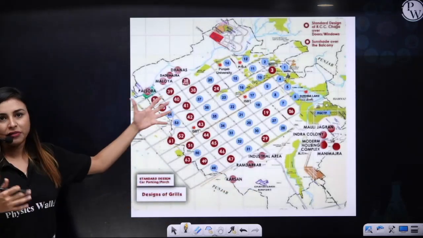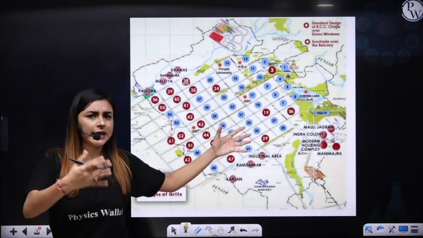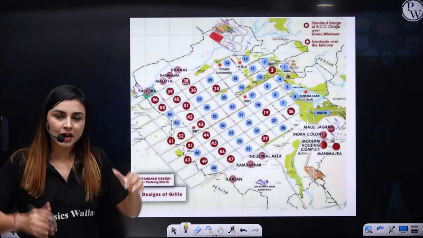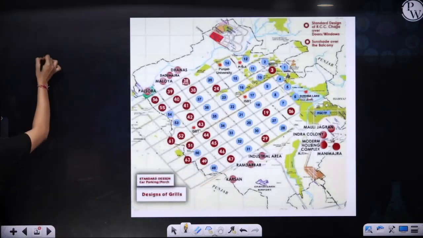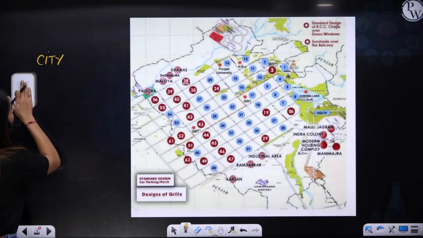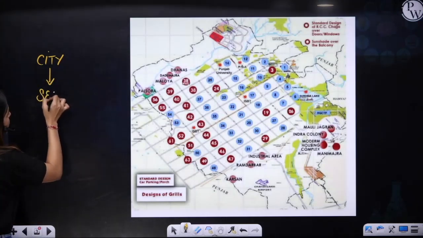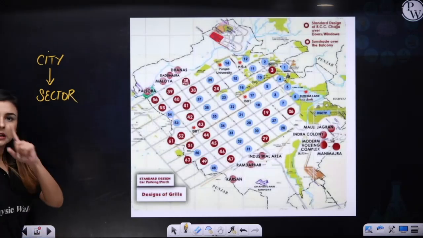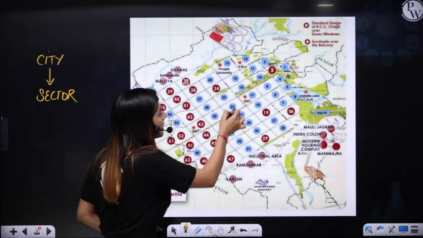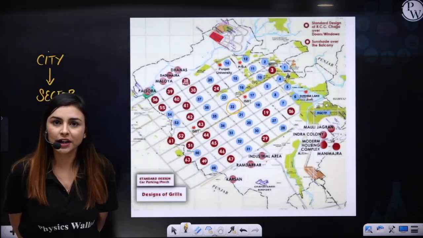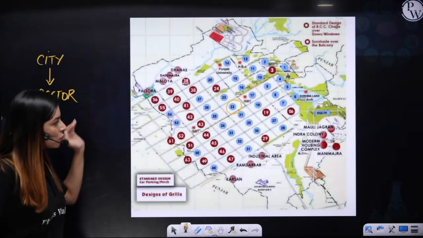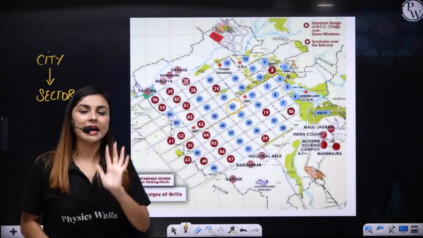Now your friend might be staying in any one particular sector, any one particular society. So now you have to locate a particular sector. In a city, I have various sectors, right? So from the city, I am going to a sector. I hope this is clear. From here, we locate any sector. Take any sector. Let us say I am taking sector 22. So my friend is in this particular sector. Now I'll go to sector 22. I have reached sector 22.